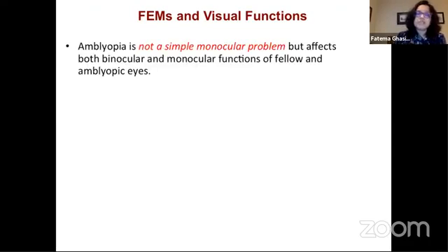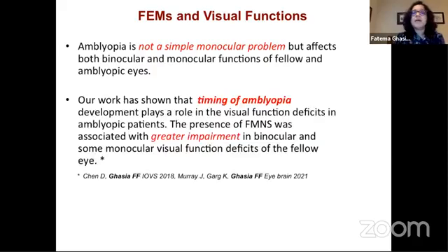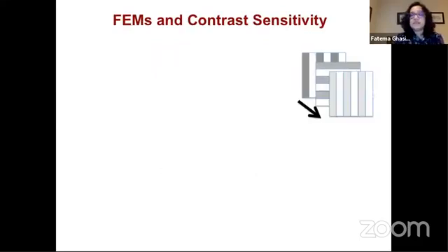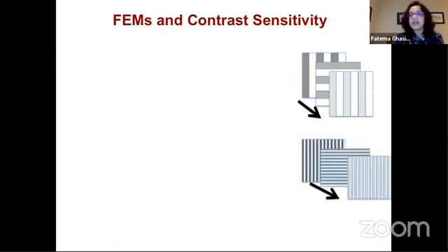So the next thing I want to talk about is, why is it important to characterize this fixation stability? So recent research has suggested that amblyopia is not a simple monocular problem, but it affects both binocular and monocular functions of fellow and amblyopic eye. And our work has shown that the timing of amblyopia plays a role in the extent of visual function deficits seen in amblyopia. So with presence of FMN, there's greater impairment in binocular and some monocular visual function deficits of the fellow eye. So here I'm going to talk about contrast sensitivity measurements. We did contrast sensitivity measurements at low spatial frequency and at high spatial frequency.